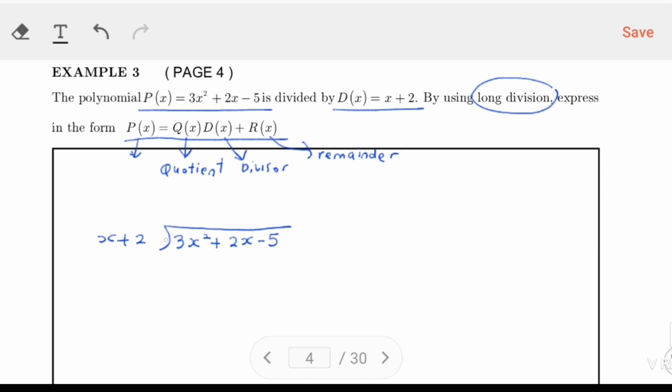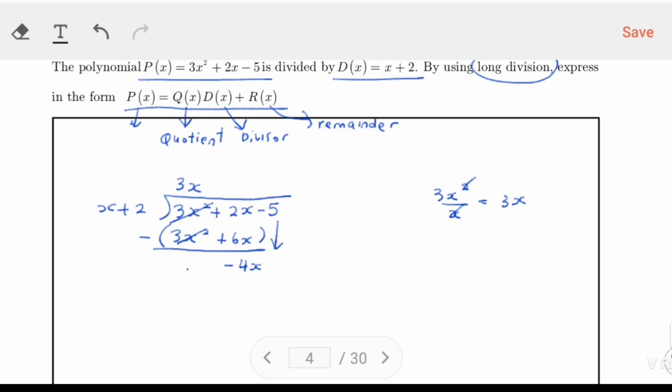So we have to think what times x gives 3x squared. So 3x squared divided by x, we get 3x, meaning if we put 3x on top, 3x times x, we get 3x squared. 3x times 2, we get plus 6x. After we multiply, we subtract. So 3x squared minus 3x squared, 0. 2x minus 6x, we get negative 4x. Don't forget to bring down negative 5.